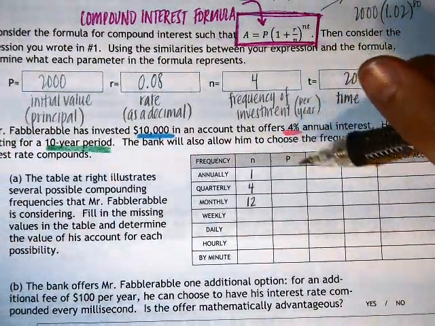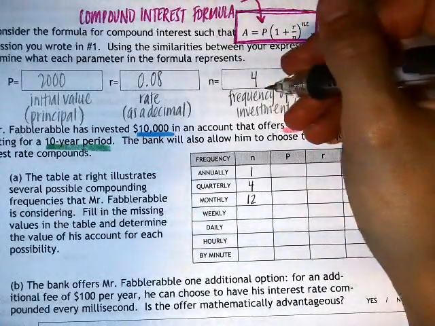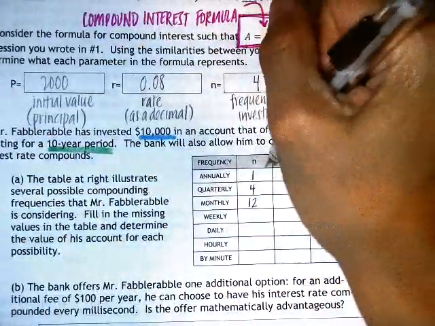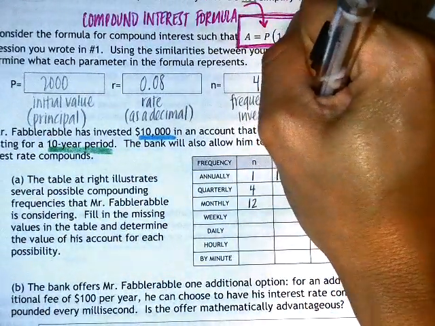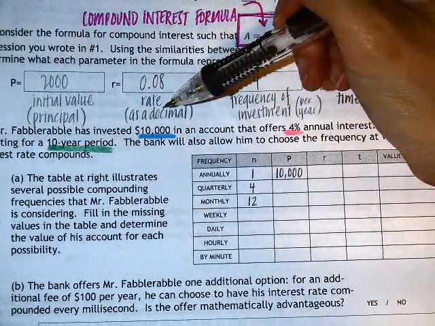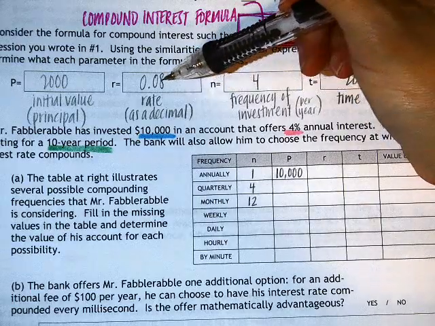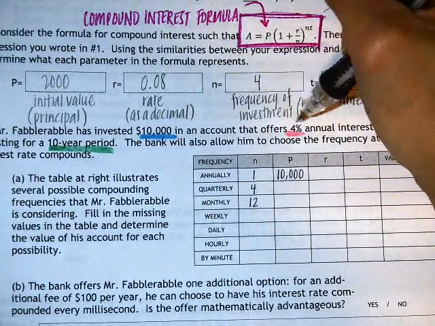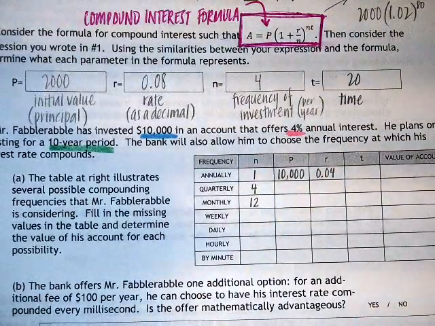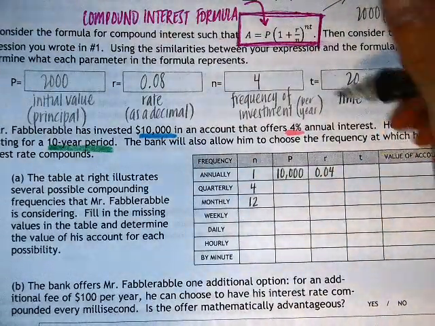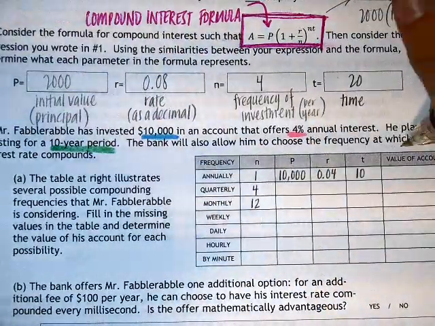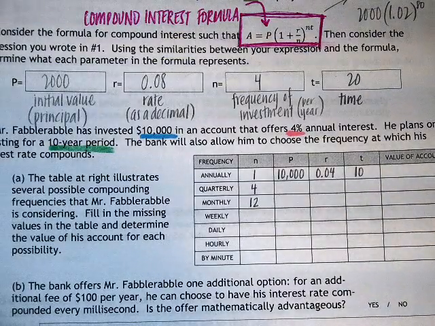Now, going back to my annually example here, P is the principal amount. The principal amount is the initial value. That was the $10,000 investment, so I'll write 10,000 there. R, we said in the previous question, is the interest rate. Now, the interest rate needs to be represented as a decimal. So since they gave us 4%, I'm going to write my interest rate as 0.04. T is time. I'm going to invest for a 10-year period. So T is 10.